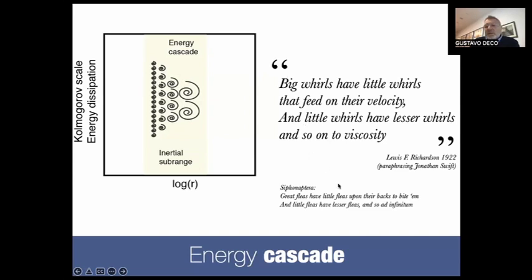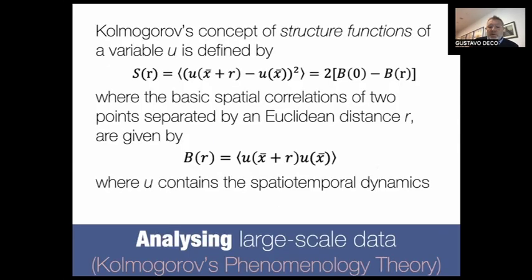In fact, he used a poetic form, a paraphrasing of Jonathan Swift's Siphonaptera, expressing basically this hierarchical organization. That was very inspiring, because then Kolmogorov, a genius, as you know, took this idea and associated this hierarchical organization of the sizes of the vortices as an indication of a very effective transmission of information and energy. And he was able to show that from a phenomenological or statistical point of view by using a very key and simple concept that he called structure functions.